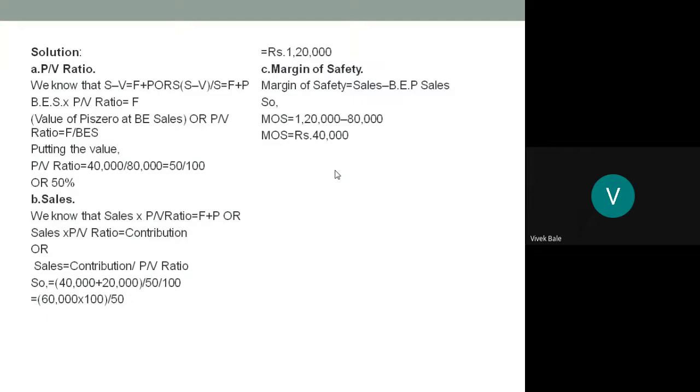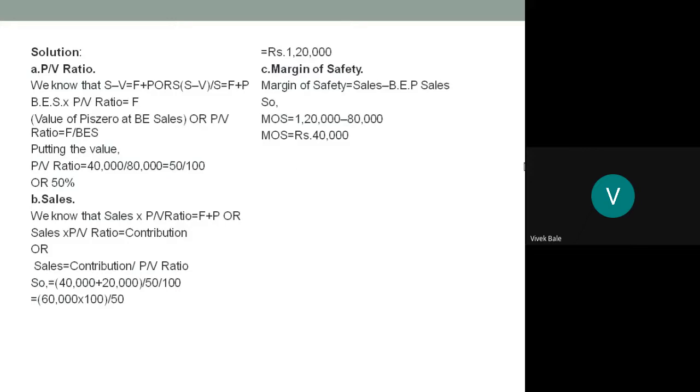See, I am trying my level best to give different questions. Through these questions, we can answer in different situations: how do we calculate the PV ratio whenever sufficient or required information is not given? Now the second question was to calculate the sales. They have given only fixed cost, BEP sales and variable cost, but not the figure of sales.